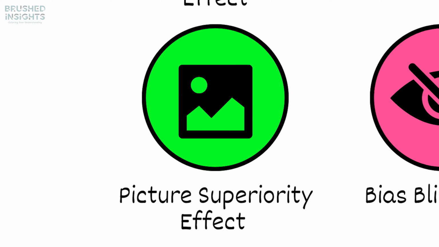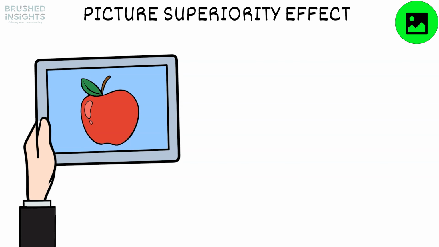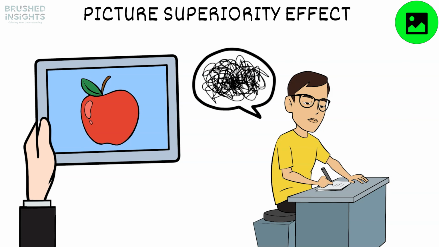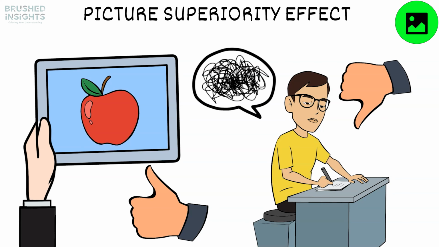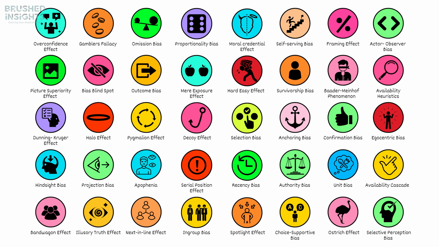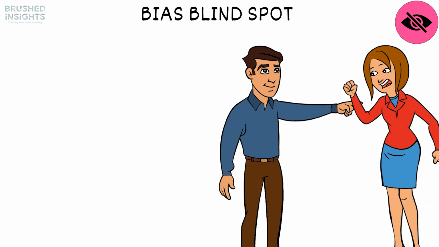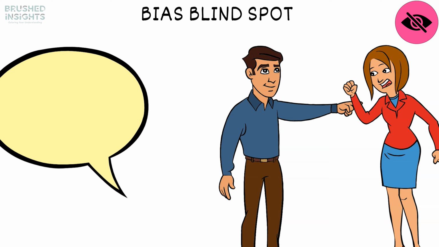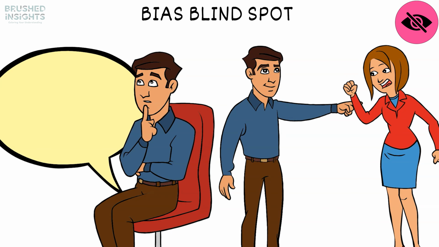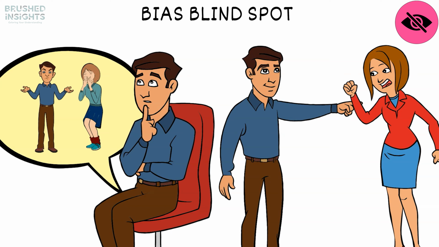Picture Superiority Effect. The idea that concepts learned through visual images are more readily and frequently remembered compared to concepts learned through written words. Bias blind spot. The bias blind spot refers to the phenomenon where individuals tend to recognize cognitive biases in others but fail to see those same biases in themselves. Essentially, people may acknowledge that biases exist and influence others' judgments and decisions, but they often underestimate or overlook the extent to which they themselves are influenced by biases.